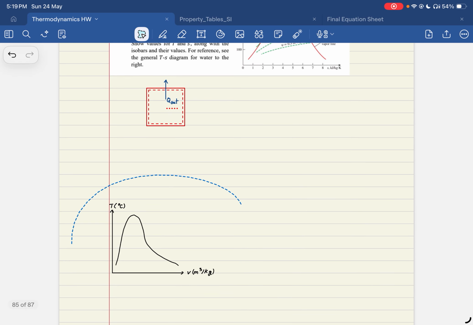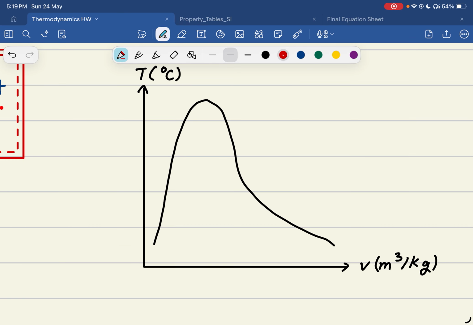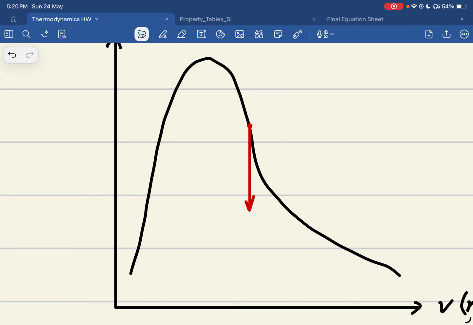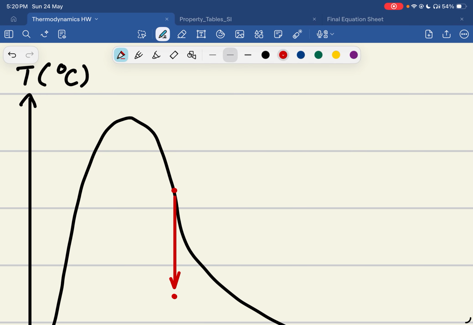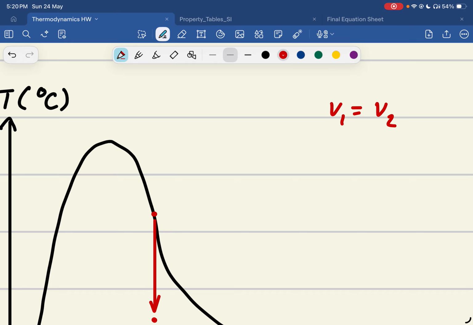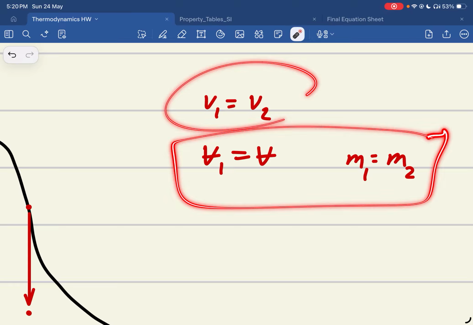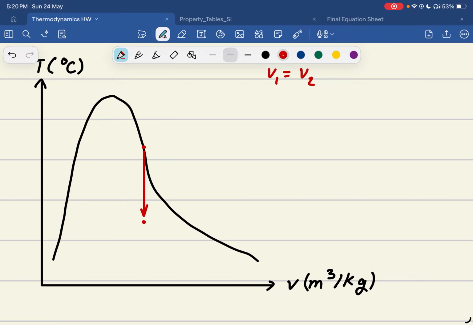And for a TV diagram, here we have. So since we're starting at a saturated vapor, we can just assume that we're on this line, wherever on this line, doesn't matter. And then we're just going down to another spot, inside, because it's the same volume. Because it's the same specific volume. So specific volume 1 equals specific volume 2 because it's a rigid tank. So our volumes are equal and our mass is equal because it's a closed system. So since both of these are satisfied, that means that we just go straight down, and this is state 2, this is state 1.